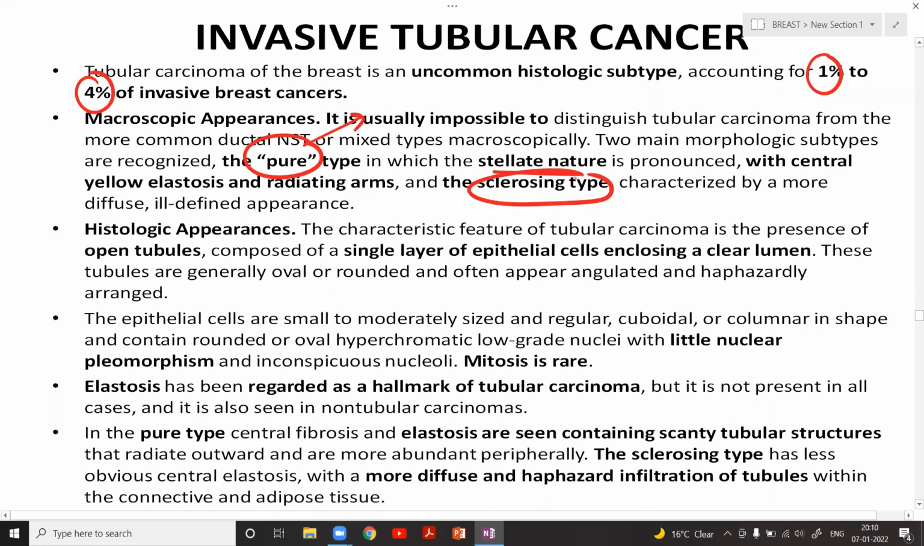And there's a sclerosing type where you have more diffuse fibrous tissue deposition. So these are the two important types of tubular carcinoma of the breast. Very importantly, it's very simple. This tumor contains very normal looking cells, a single layer of epithelial cells enclosing a lumen. There are no myoepithelial cells as such.